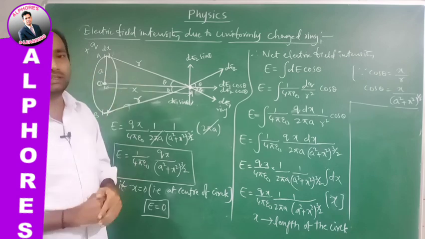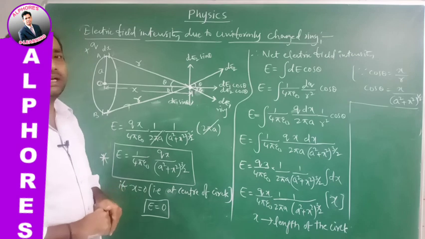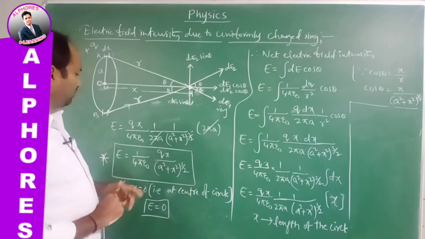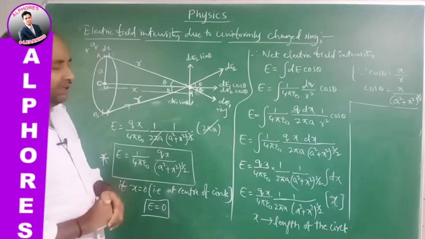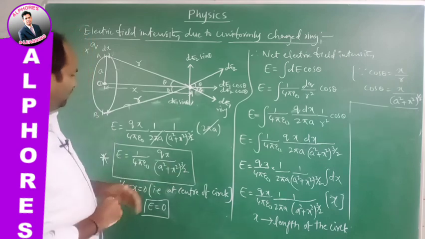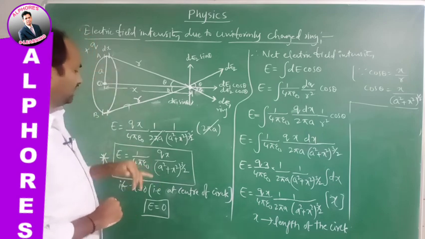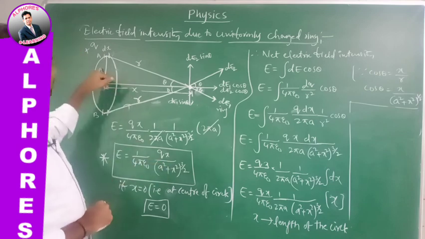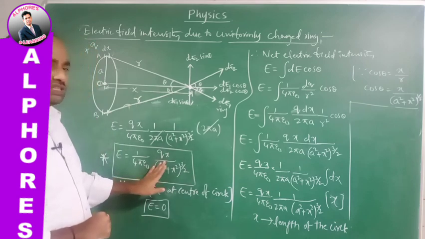We are calculating the intensity of the electric field at the point P, which is located at a distance x from the center of the circle. What is the expression here? We got 1 by 4 pi epsilon naught, q x by (a square plus x square) whole to the power of 3 by 2. If a is negligible as compared to x, that is, if a is much smaller than x, then we may neglect a square from this equation. What will you get?